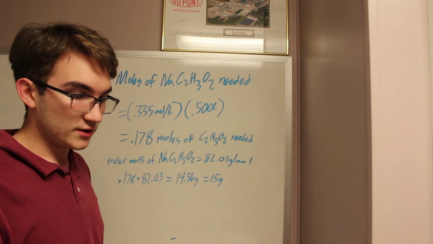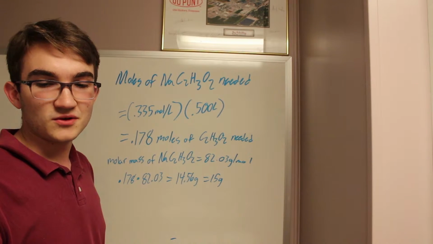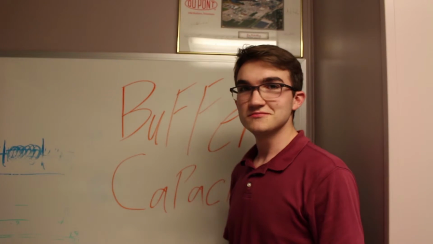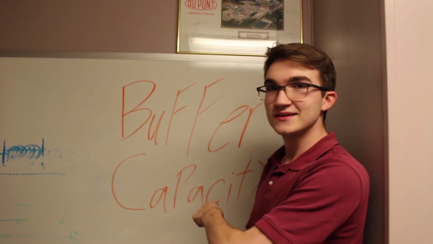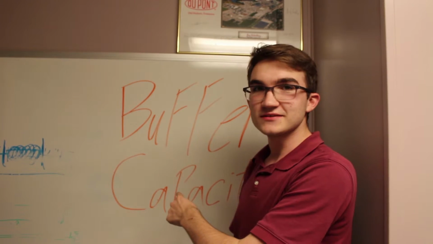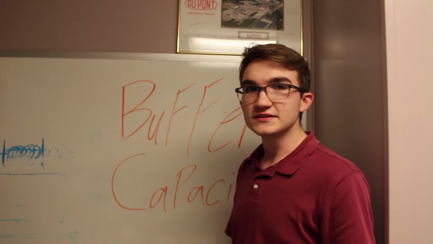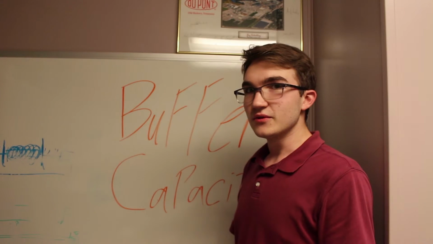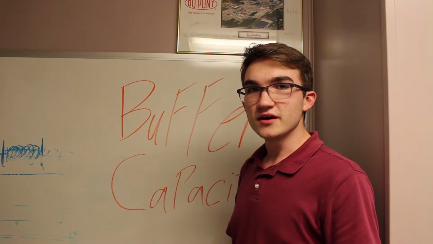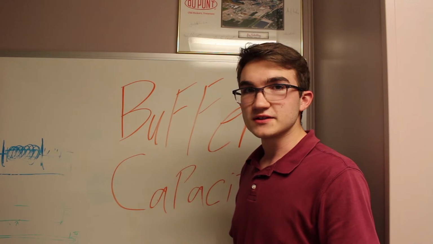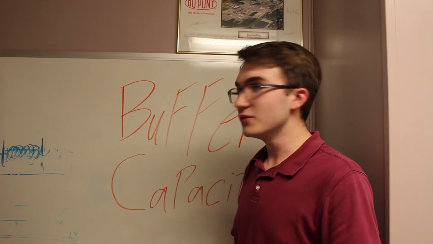And now we'll move on to something sort of more exciting called buffer capacity. Alright, something fun. Buffer capacity. Well, it's kind of what it sounds like it is. So, a buffer is made up of a weak acid and its conjugate base. Well, it can hold off the OH or protons being thrown at it for a certain amount of time to keep the pH the same, but it will eventually break.